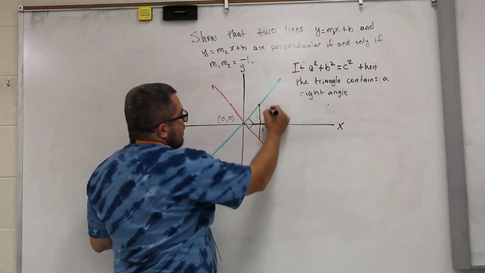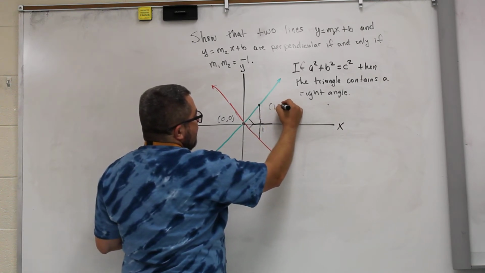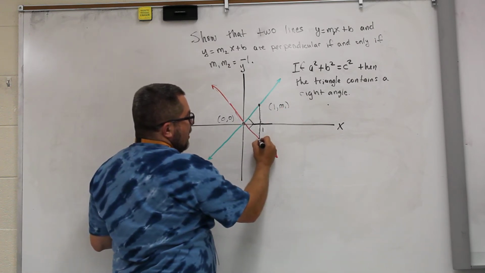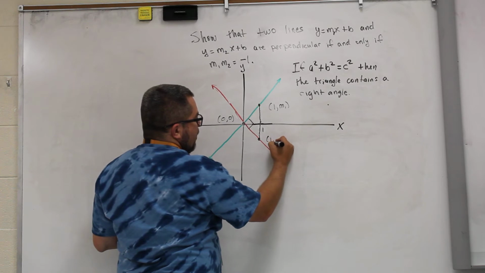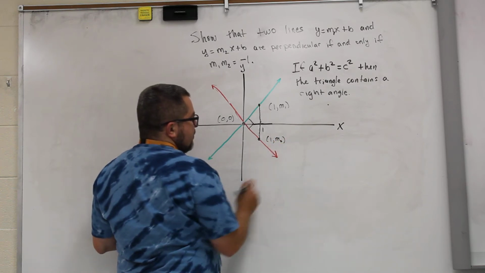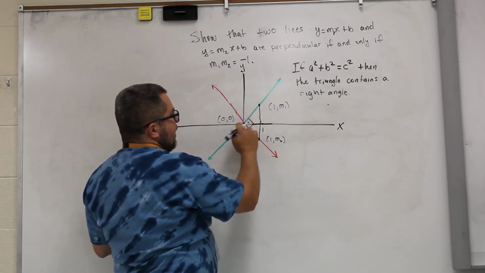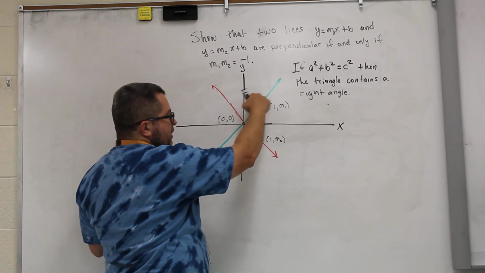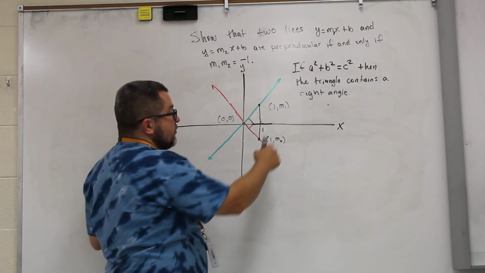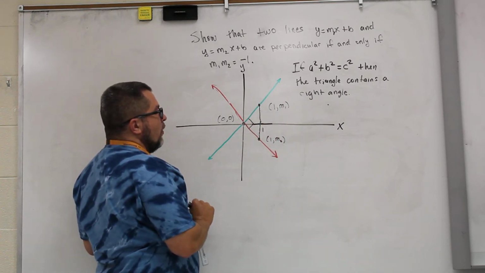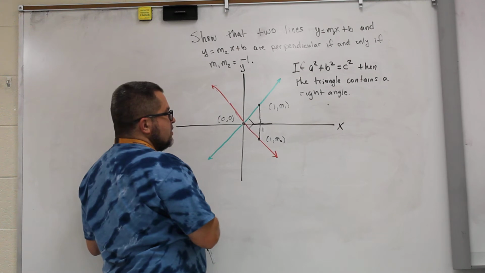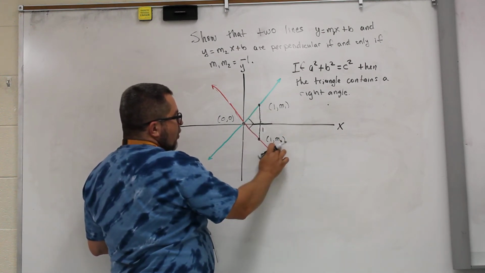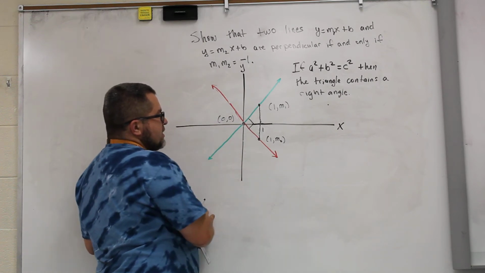This point is going to be 1, m1. And this point is going to be 1, m2. Because it's the slope of this line, it'll be changing y over changing x, so it goes up whatever the slope is to the right 1. And since you're dividing by 1, it's just going to be m1. And same thing here, m2. So we've got our points 1, m1, 1, m2, and 0, 0, the origin.